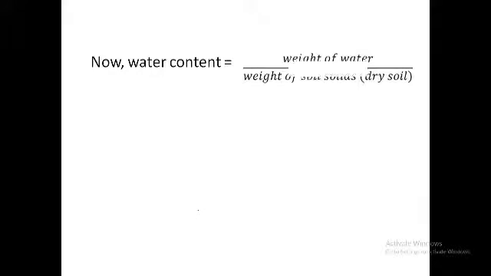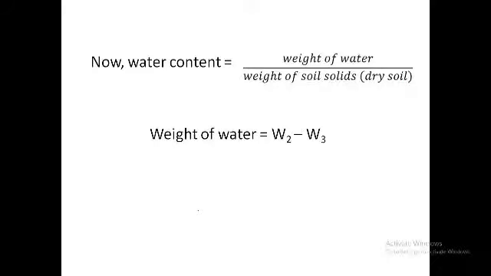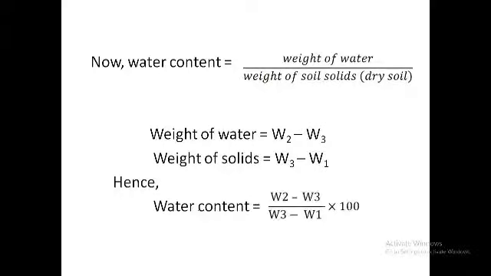The water content, as we know, is the weight of water divided by the weight of soil solids or the dry soil. Now, the weight of water can be determined by W2 minus W3. W2 is the weight of the container plus the moist soil. W3 is the weight of the container plus the dry soil. Subtracting these values will give us the weight of the water. For the weight of the solids, subtract W1 from W3. W1 is the weight of the empty container, and W3 is the weight of the dry soil plus the container. So this gives us water content equal to (W2 minus W3) divided by (W3 minus W1), and in percentage, multiply it with 100.